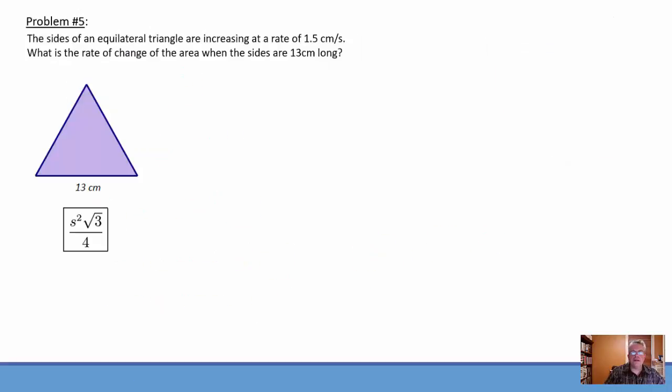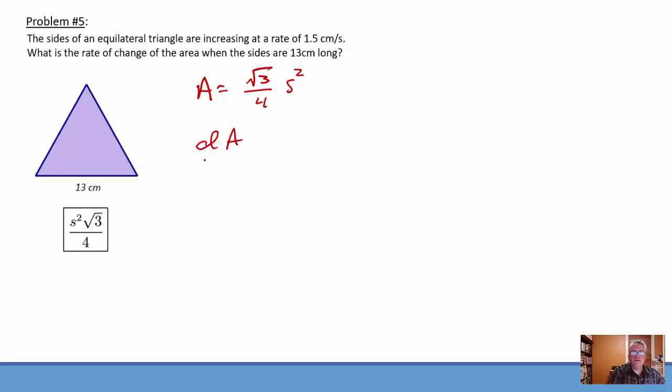All right, what's next? This time we have an equilateral triangle that's growing. It says the sides of an equilateral triangle are increasing at a rate of 1.5 centimeters per second. What is the rate of change of area when the sides are 13 centimeters long? Okay, well, start with the formula. Turns out for an equilateral triangle, a formula for the area is square root of 3 over 4 times the square of the side. Okay, so now we take a derivative.